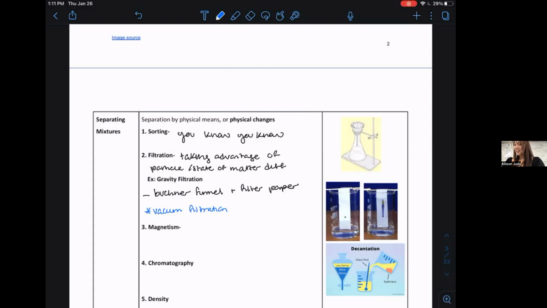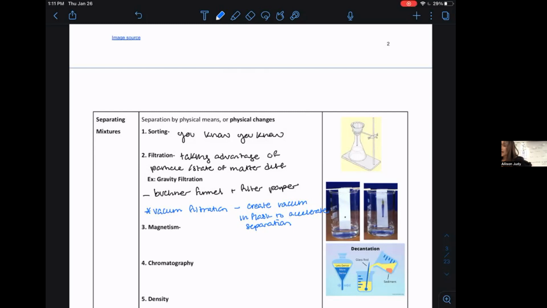So vacuum filtration. Instead of just waiting for gravity to take its sweet time, we actually hook up a suction and we suck a vacuum of space. So we increase the rate of the gravity separating the liquid. So all that we're going to do is create a vacuum in the flask to accelerate the separation. Vacuum filtration would be awesome to do with you guys if we actually had the hookups, but we don't because we're broke. Yeah, we're broke.